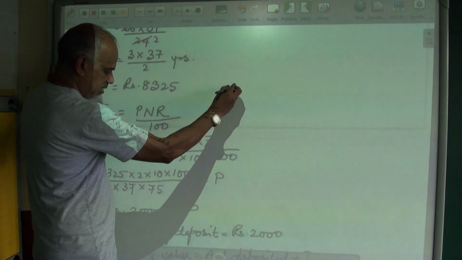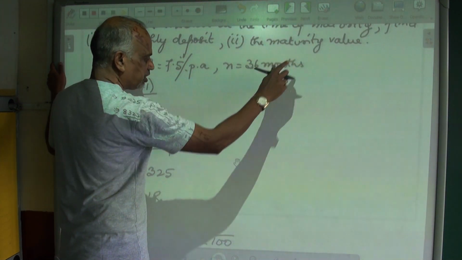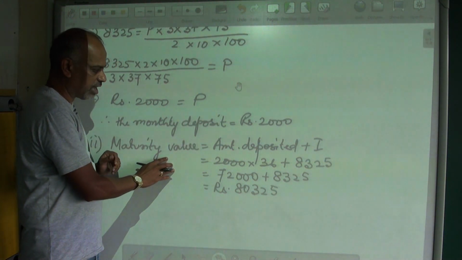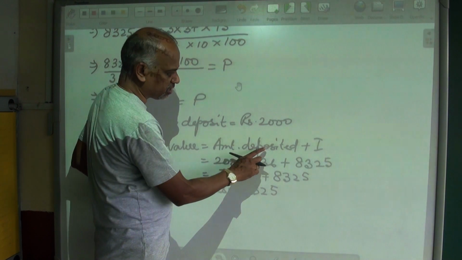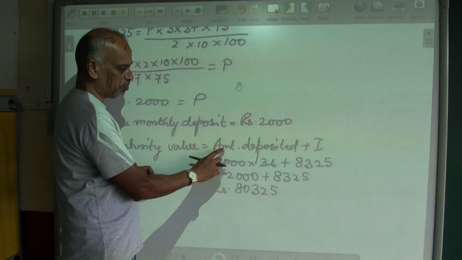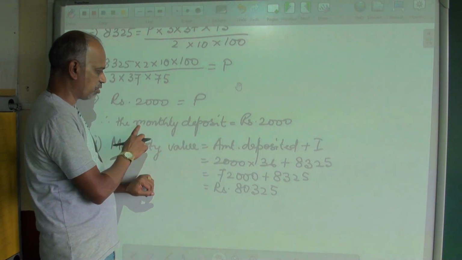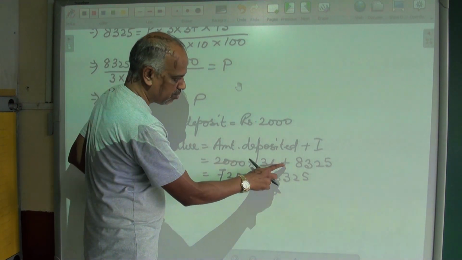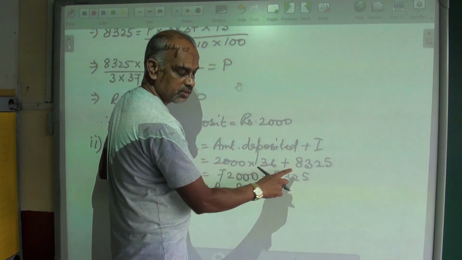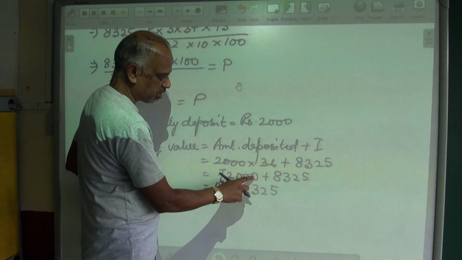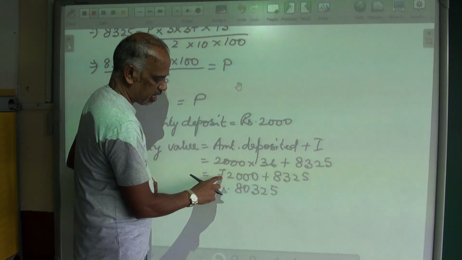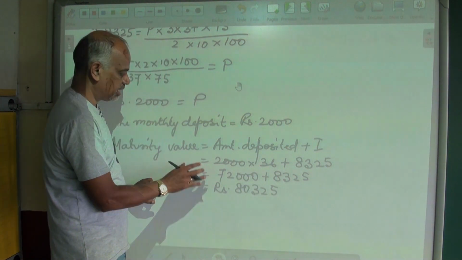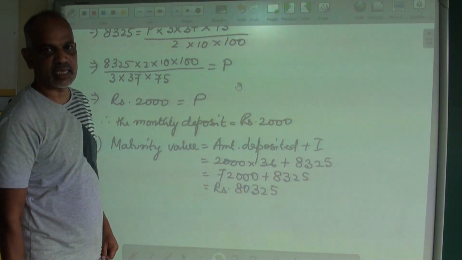You found that. The second question was you have to find the maturity value. So, for the second part, we are going to find maturity value, which is actually given as amount deposited plus the interest. Amount deposited, every month how much he deposits, that is monthly deposit 2000. For 36 months he deposits, so 2000 into 36 plus the interest given was 8325. This gives you 72,000 plus 8325. Adding both these, you will get 80,325 rupees is the maturity value, which is the answer for the second part.